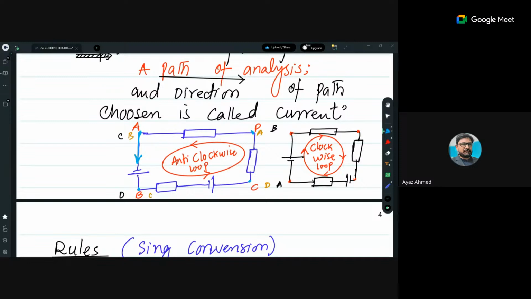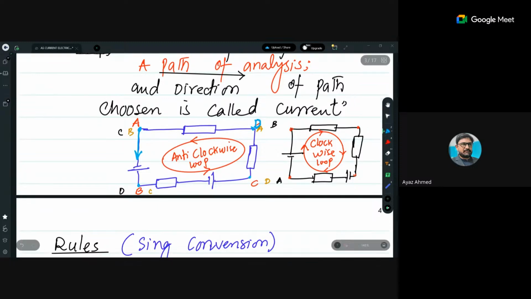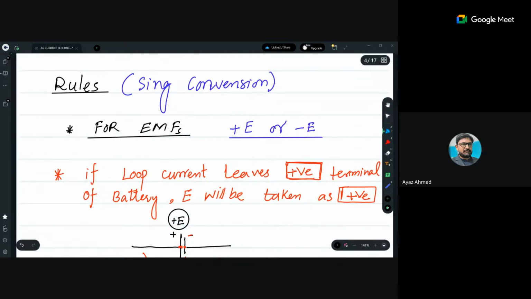You can go back from A to D, D to C, C to B, and so on. It does not make a difference. Just one difference does it make, and that is the direction of current. Only direction of current, not magnitude of current. I will talk about that. Here, there are some rules. We have to follow the rules to analyze our circuit.